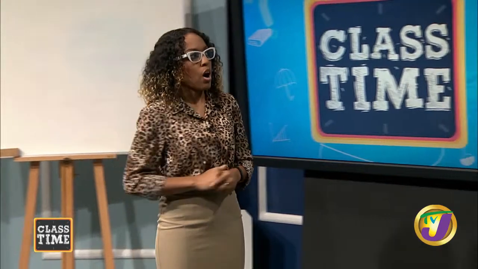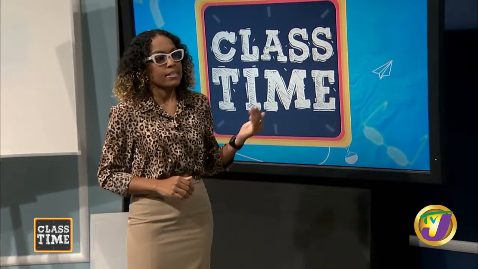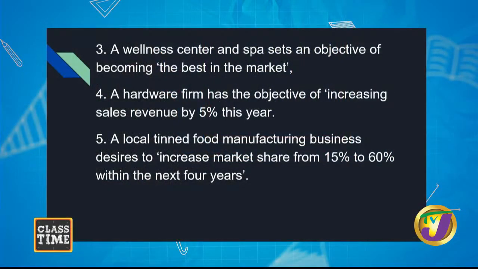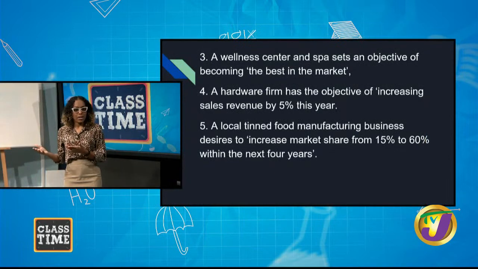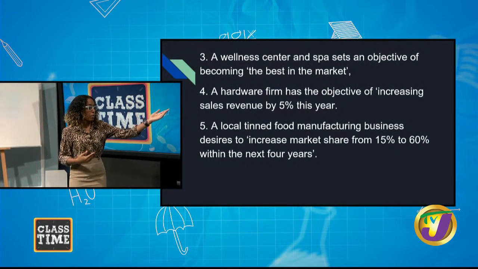Let's move on to the other one. A wellness center and spa sets an objective of becoming the best in the market. It says best. Do you think this is SMART? I think it is SMART. You don't think so? Very good. It's not a SMART objective. I was just playing with you to see if you're following. All right? It just states the best in the market. But how are you going to get there? What are we talking about when we say best?